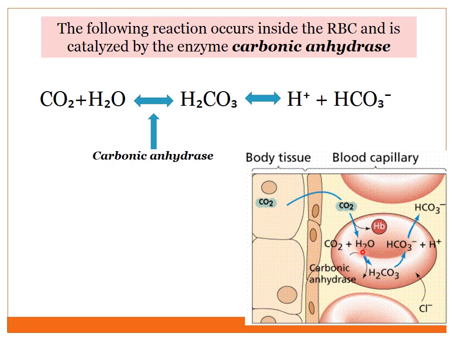CO2 plus water within the red blood cell will form carbonic acid, H2CO3, and this is catalyzed by the enzyme carbonic anhydrase. And then carbonic acid will dissociate into bicarbonate ions, HCO3 negative, and hydrogen ions. And now the bicarbonate is able to leave the red blood cell. It diffuses out of the red blood cell and into the plasma, and this is the form in which approximately 70% of carbon dioxide is transported in blood, as the bicarbonate ion in plasma.